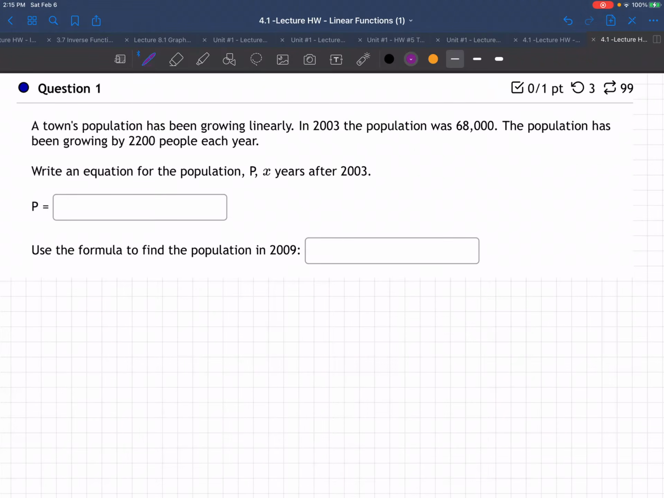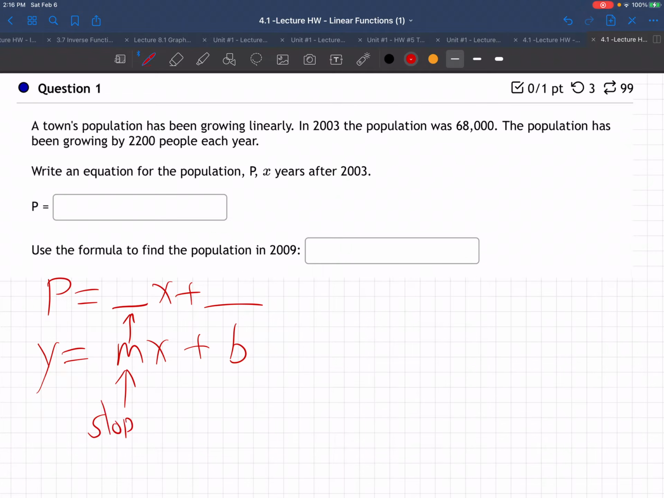Okay, how do we do this? Well, they want us to write a formula. P equals something times X plus something. How does that work? Well, it's like the equation y equals mx plus b. It's a linear equation. And how it works is right here, and right there, goes the slope.